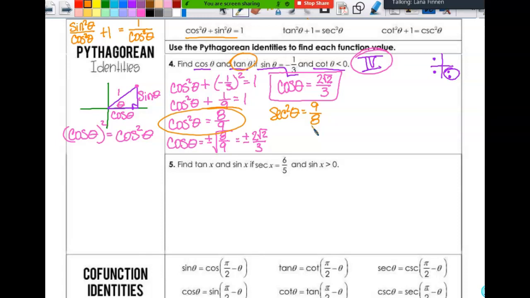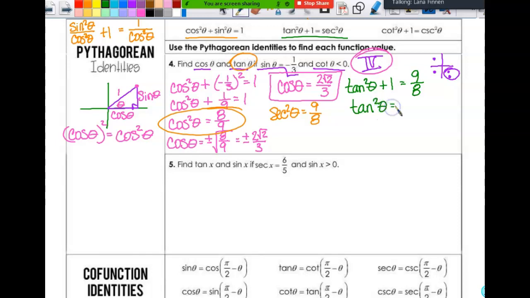All right, so I've got that. Now I can substitute it in here. So I get tangent squared, which is what I'm looking for, plus 1 equals secant squared, which is 9/8. I don't have to square anything. I know what secant squared is, and it's 9/8. So pay attention so you're not squaring when you don't need to be or not squaring when you do need to be. I subtract 1 from both sides.